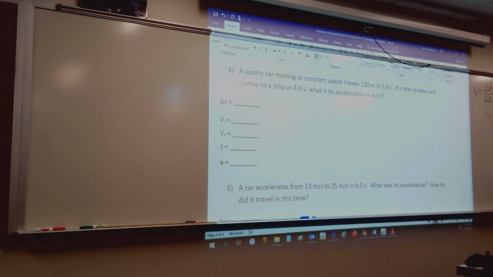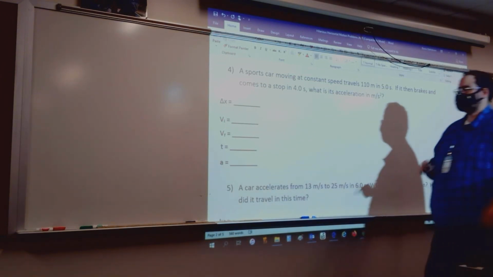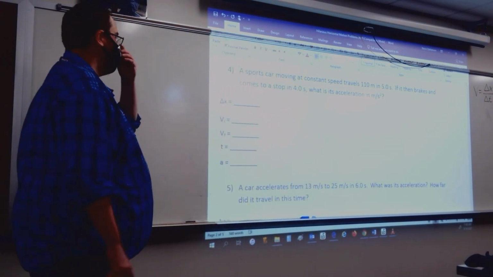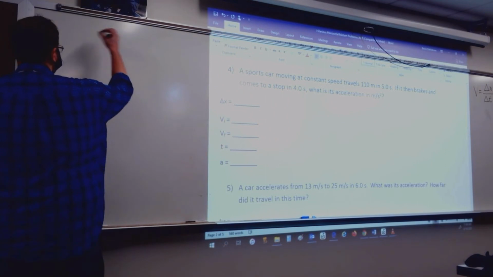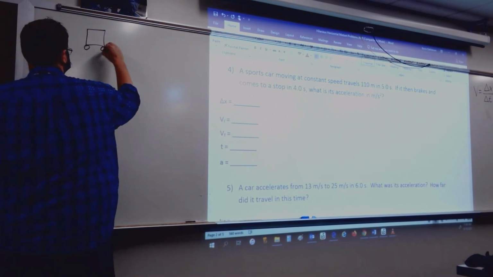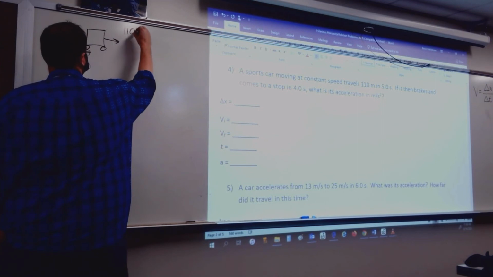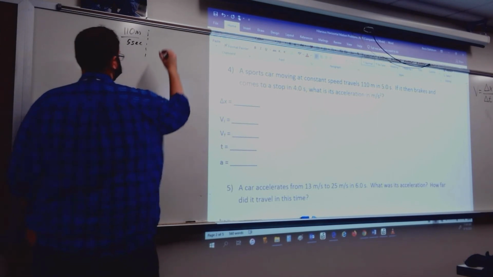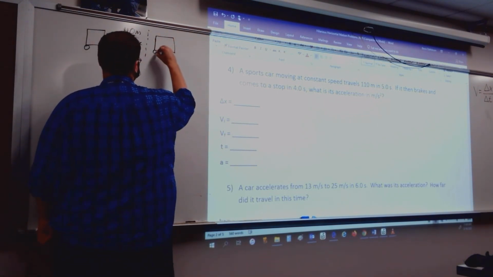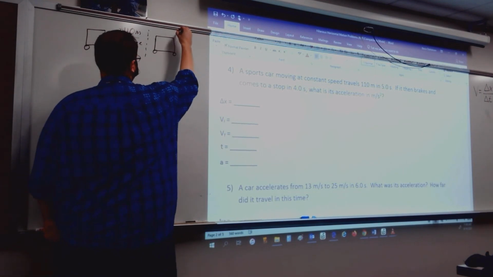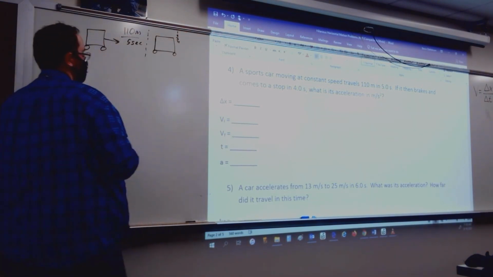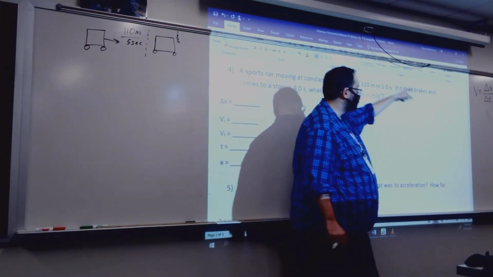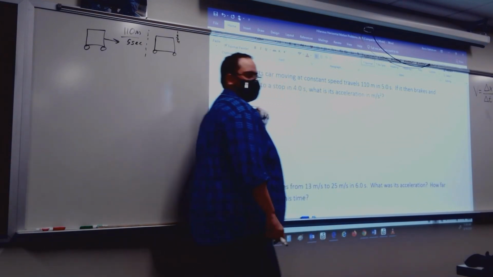So something is happening here before it starts to accelerate. Okay? If it then brakes and comes to a stop in 4 seconds, what is the acceleration? We have to realize here that there's basically a car going along here. It is going 110 meters in 5 seconds. Basically, the real problem actually starts when it starts braking. That's when we can start using our 1, 2, 3, 4 equations. So we have to think about, what is this information? If it's not used in our acceleration, what is that trying to tell us?